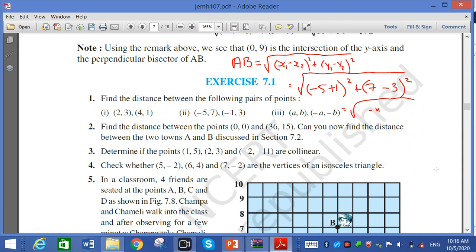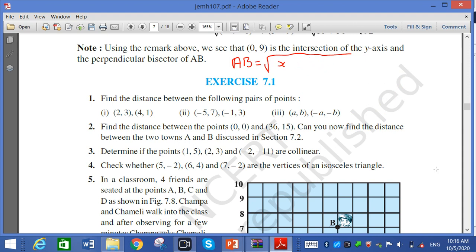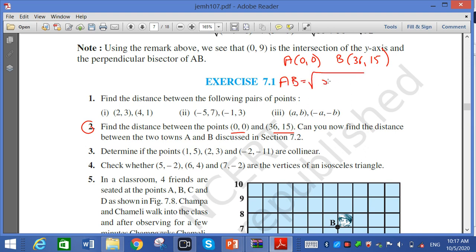So we have to complete alternate ones. Of these, 2 sums I have completed. Now the next question. Find the distance between, as we have just discussed, from 0, 0, that means the origin. So if I write A 0, 0 and B 36, 15, then AB is equal to only under root x square plus y square. Why? Because for the distance from the origin, the formula is x square plus y square.